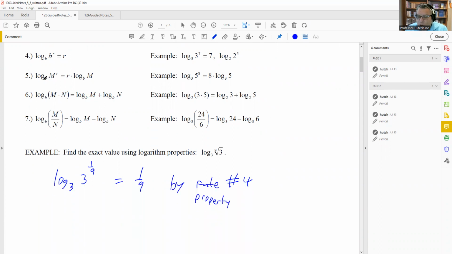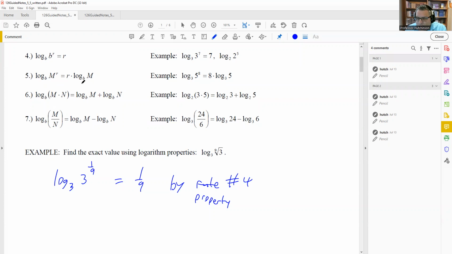So for this, we have log base b of m to the r. For these properties, the r that's up here, you can bring that down in front of the logarithm. For that one, we've got log base 3 of 5 to the 8. You can bring that down in front. We went over these yesterday, but we're reviewing them again just to make sure, because these algebraic problems use these three properties. So we just want to take a look at these before we jump back into those algebra problems.